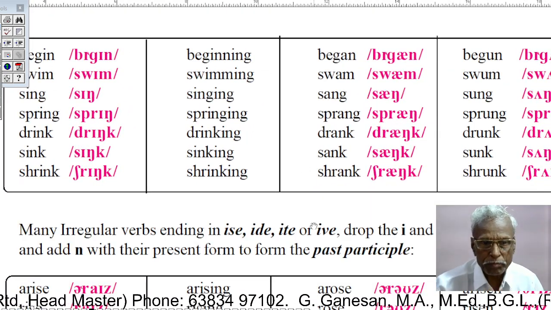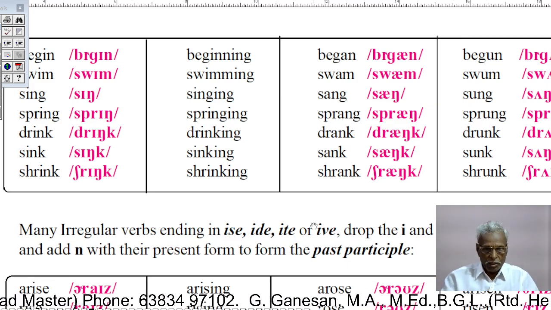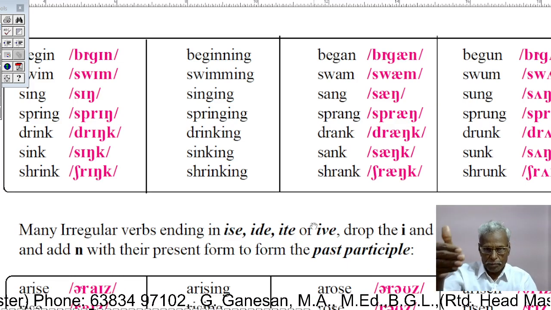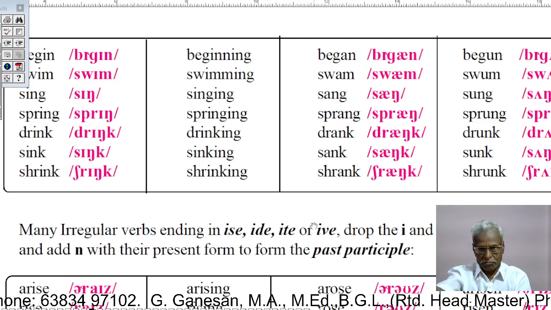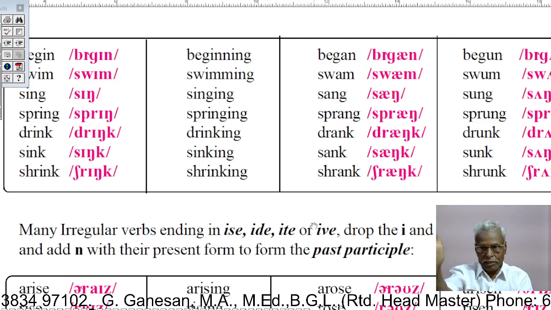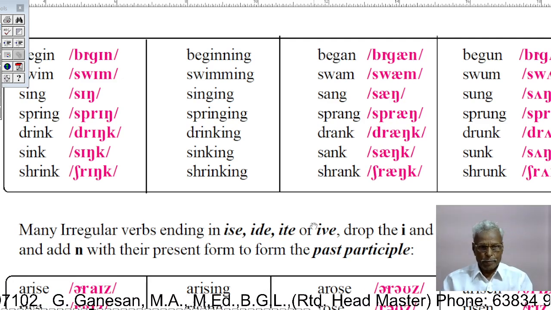Let us see this one. Begin: I is dropped, A is added. Begin, began, begun. I, A, U for all these verbs.